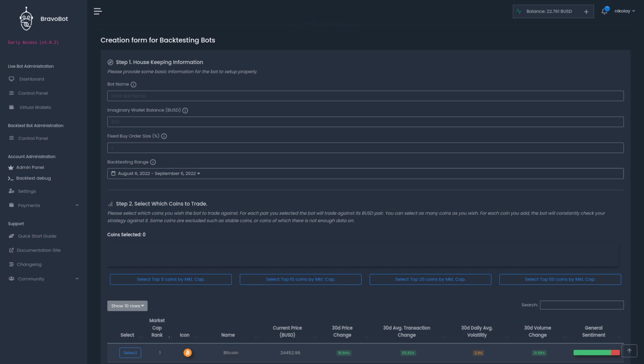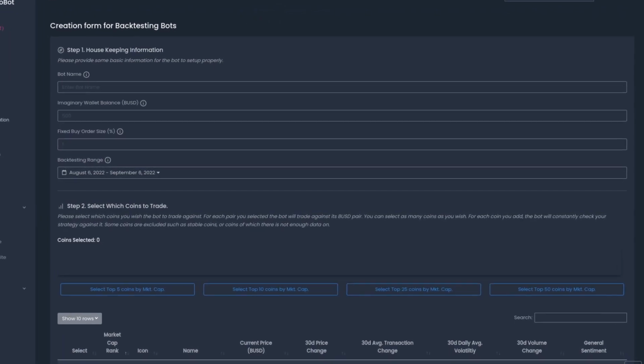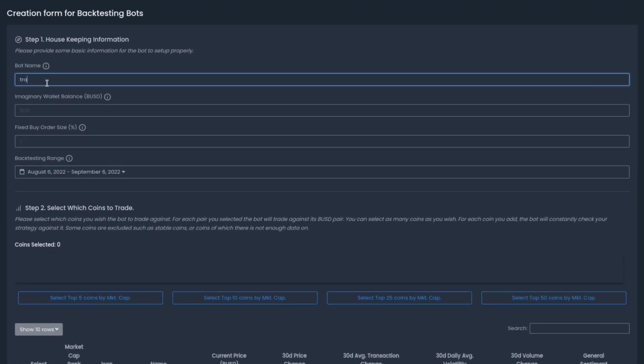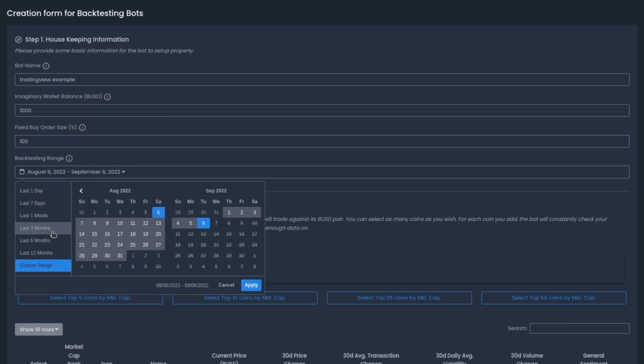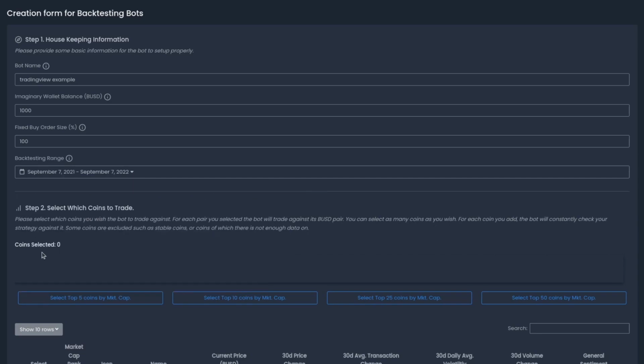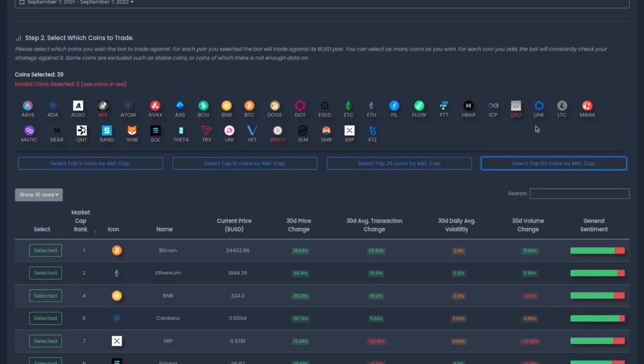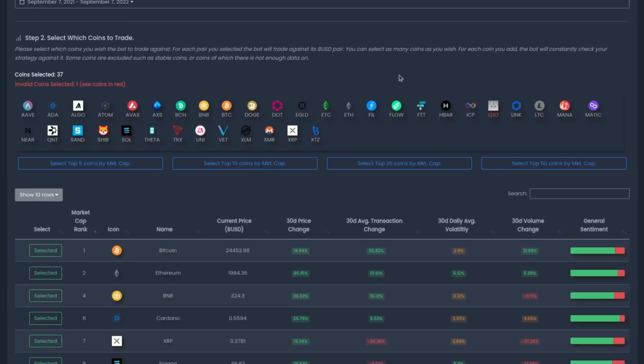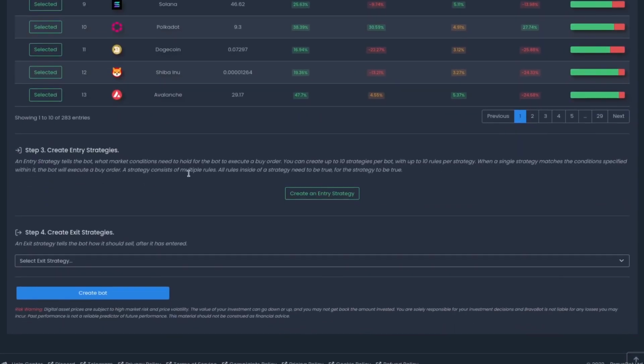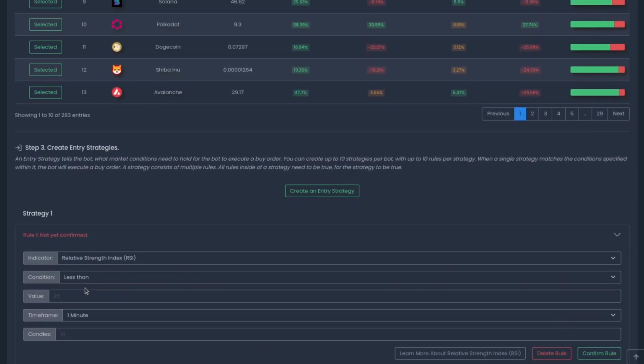Now let's create the backtesting bot. Firstly, let's name the bot. After that, I'm going to be using 1000 BUSD for this example. This is fake money, so you can enter however much you want. Let's make the bot use 100% of the wallet amount, and let's set it to use 1 year worth of data by selecting 12 months in the date range selector. I'm going to just throw in all the coins that are top 50 by market cap and remove the highlighted ones. Now, let's finally move on to the entry strategies.